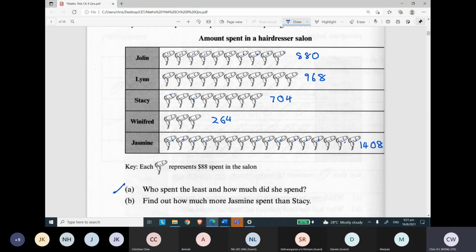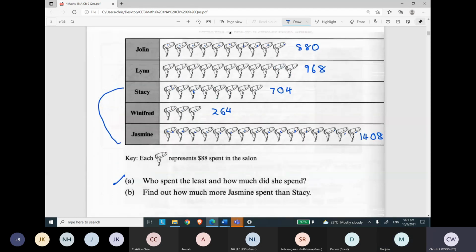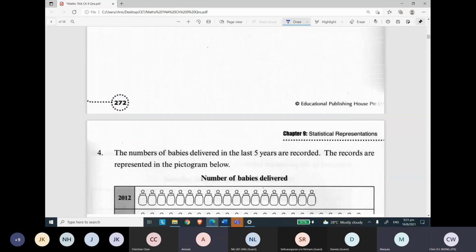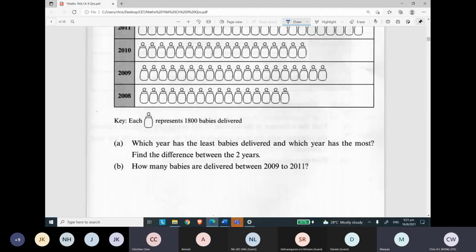Find out how much more Jasmine spent than Stacy. So what do you do? Jasmine minus the Stacy. Just minus. Straightforward, right? This one too easy lah. Don't want to do this already lah. Too easy. Sorry, can we do another one, Mr. Wong?